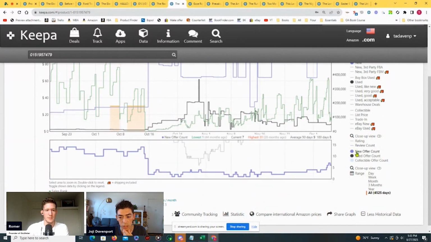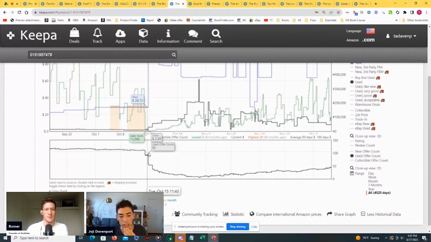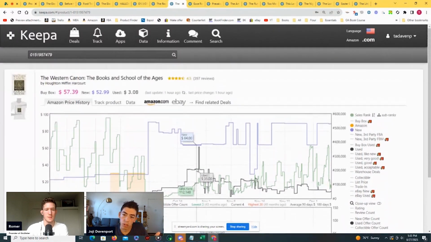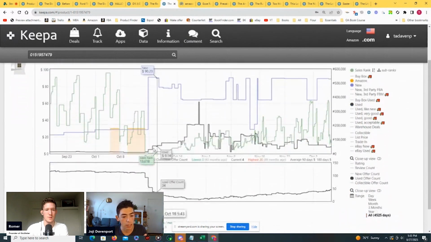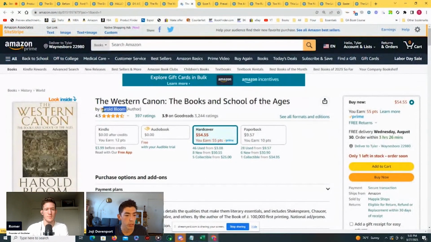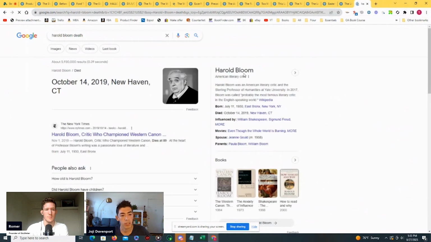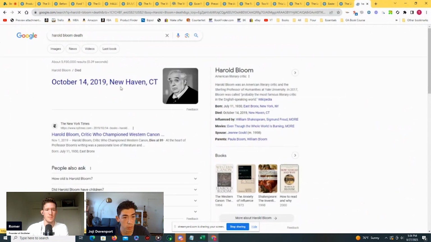It drops off. And Amazon's not on it anymore. Yeah, Amazon's not on the listing. So any guesses why, everyone? Well, it turns out that the author of this book actually died, I think on October 14th. So the author of this book is Harold Bloom. So if we just type in Harold Bloom and we just type in death, he died on October 14th, 2019.